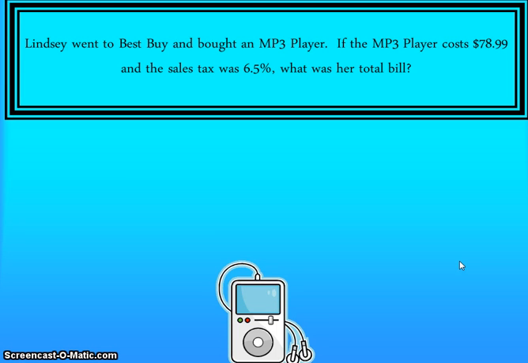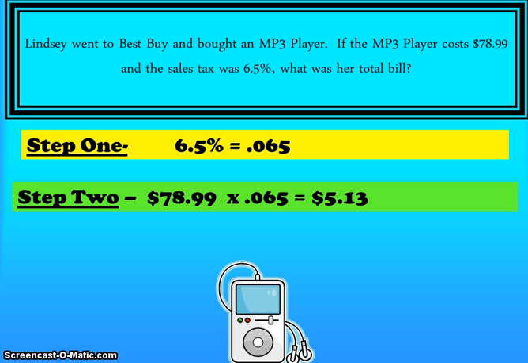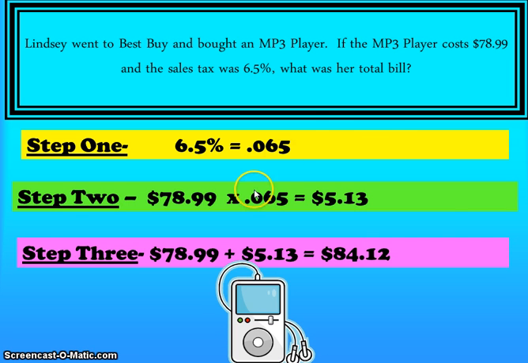Okay, let's look at another example here. So Lindsay went to Best Buy and bought an MP3 player that cost $78.99. Sales tax was 6.5%. What's the total? Well, first thing we got to do is convert that tax to a decimal. So we divide by 100 and we get 0.065, sorry. So you divide by 100 and then you multiply it by the original and then you add it on after. So we found out our tax on this unit was going to be $5.13. So then we add it to our original price and we get a total of $84.12.